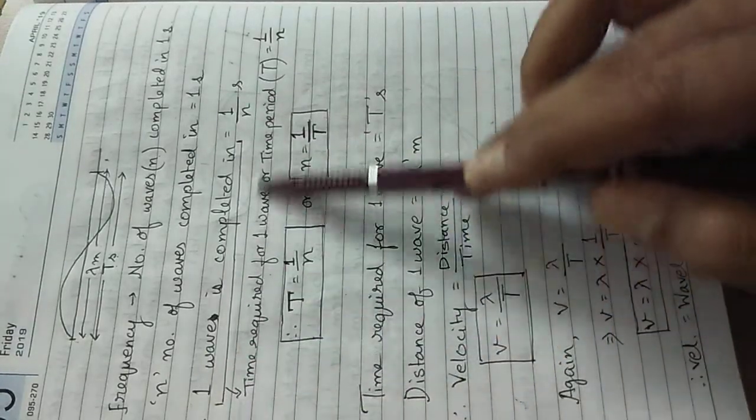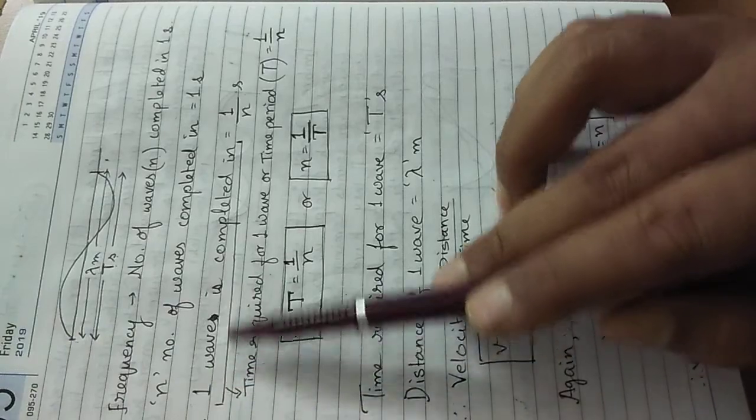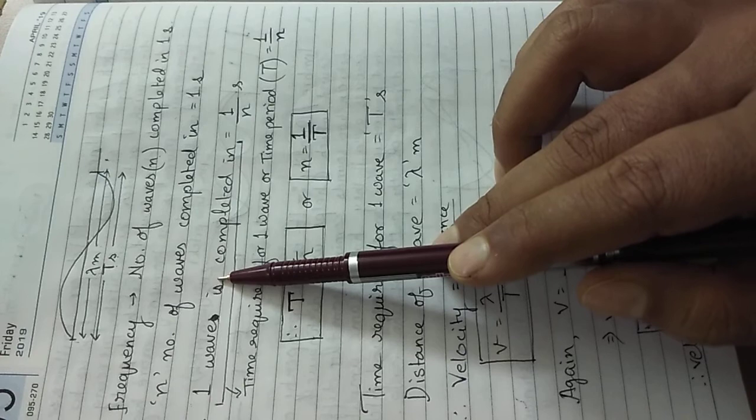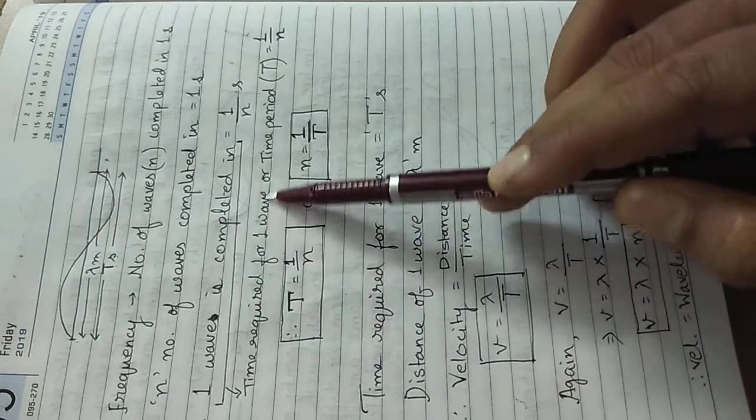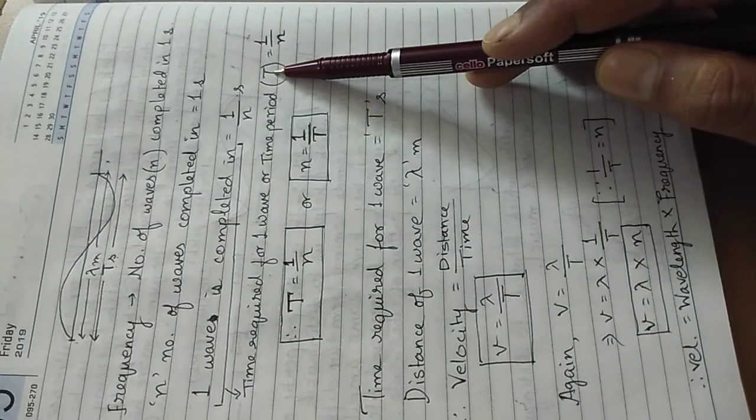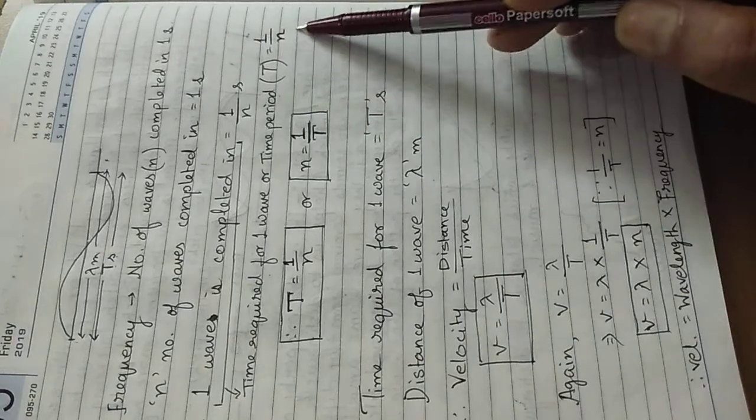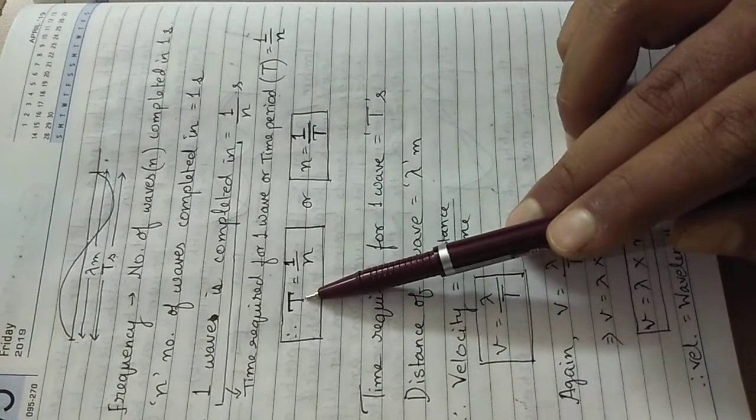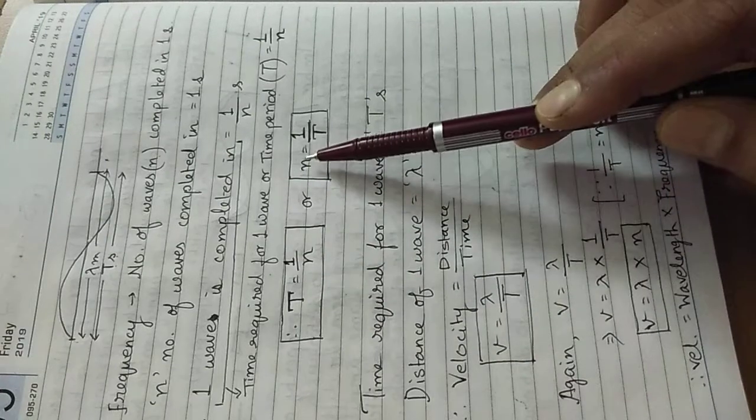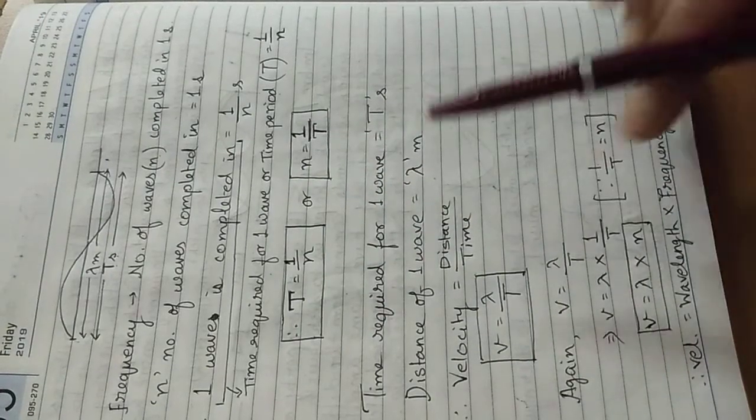Now if you look at this underlined portion, one wave is completed in, so it is the time taken for one wave. Now what is the time taken for one wave? It is the definition of time period. So the time required for one wave is nothing but time period. So this thing we can replace with capital T. So capital T is equal to 1 by n. So we get the formula T is equal to 1 by n, or conversely, n is equal to 1 by T.